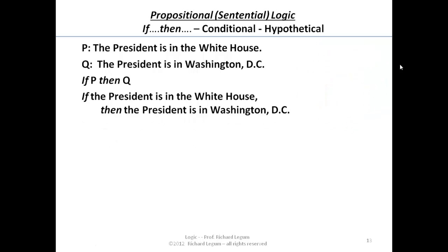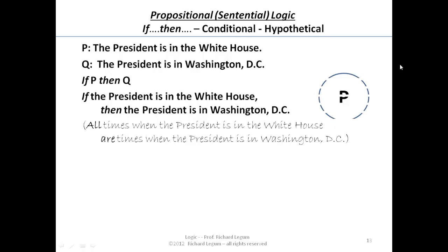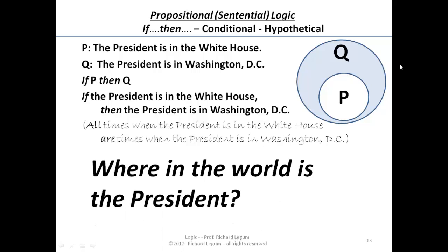Now watch the diagram on the left again as it comes up. That is, in the circle, cases where P is true. In the bigger circle, the cases where Q is true. Right. So in trying to remember these, we're going to play a game. I think you guys, when you were younger, might have heard the game, Where in the World is Carmen Sandiego? It was a game that was used to help teach kids geography. Well, where in the world is the president is going to help us understand conditional propositions and their logic.